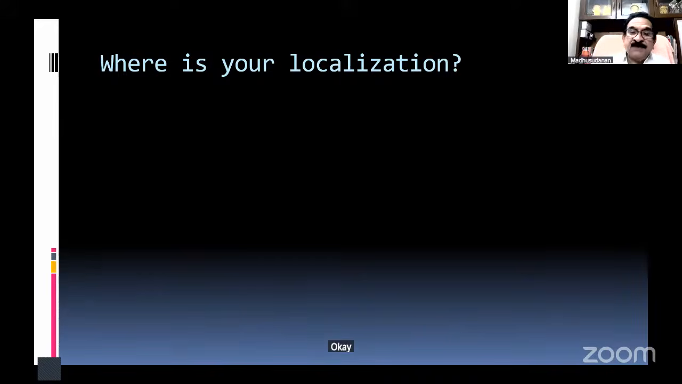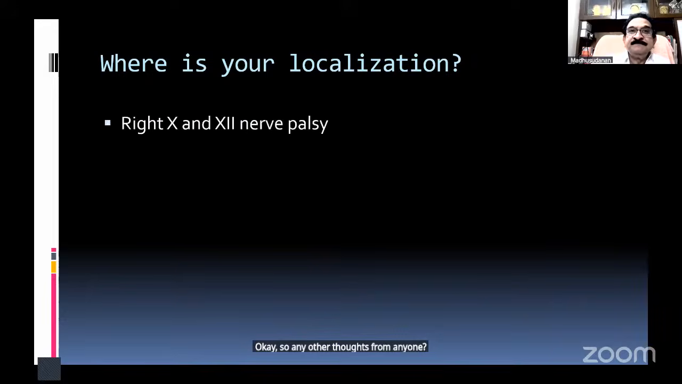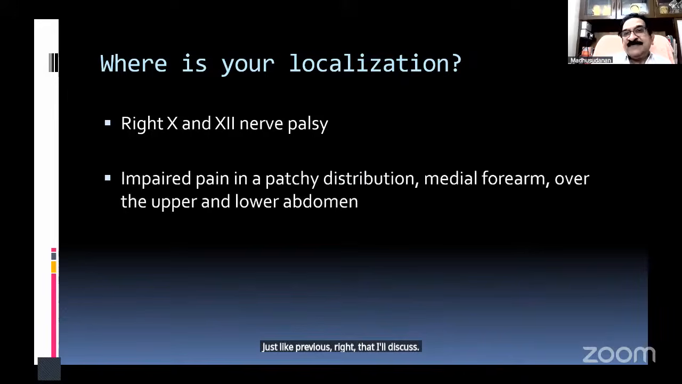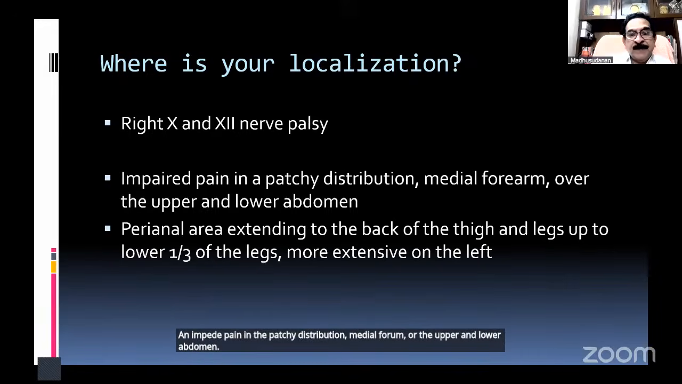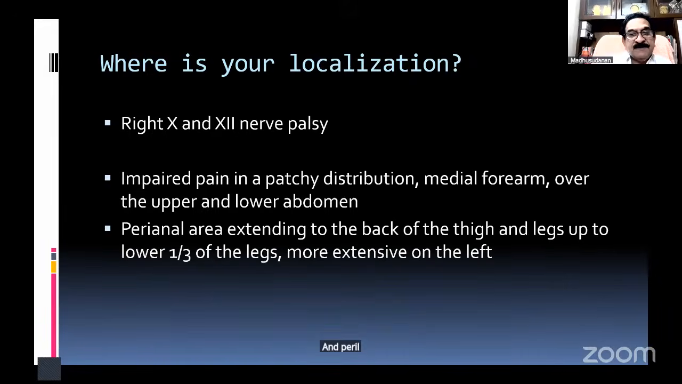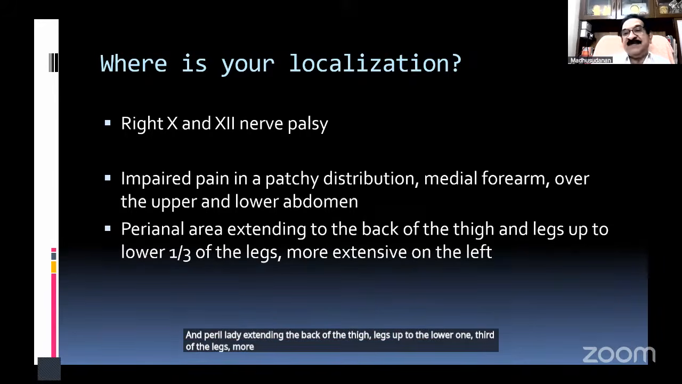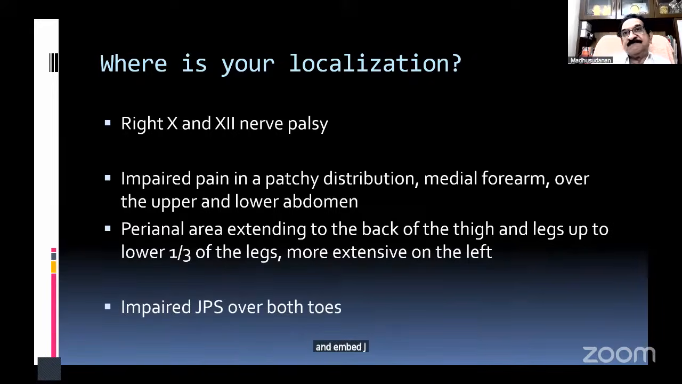Okay, so any other thoughts from anyone? Okay, now let us discuss this case, just like the previous one. He has a definite right tenth nerve and rotator palsy, impaired pain in a patchy distribution: medial forearm, the upper and lower abdomen, and the perineal area extending to the back of the thigh and legs up to the lower one-third of the legs, more extensive on the left side. And impaired JPS over the toes.